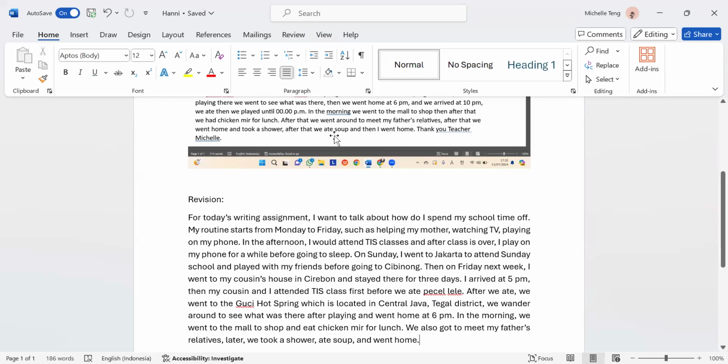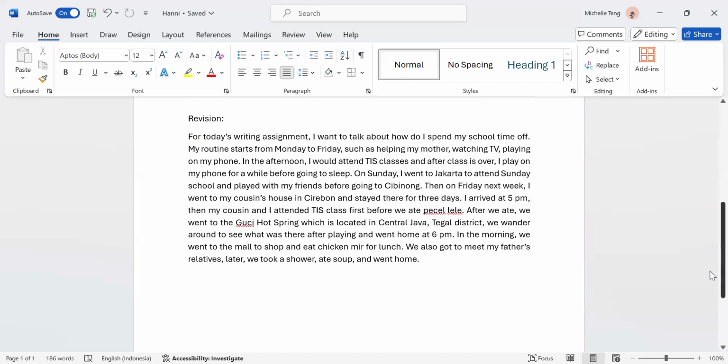So instead of saying after that, we can just use this to make the sentence shorter. We got to meet my father's relatives, comma, after we took a shower. So instead of saying I took a shower after that and ate soup and then went home, just say we took a shower, ate soup, and went home. So this is a parallel sentence in the past tense, and it's way shorter than the first one. It's more concise. So this is the final revision for this segment.